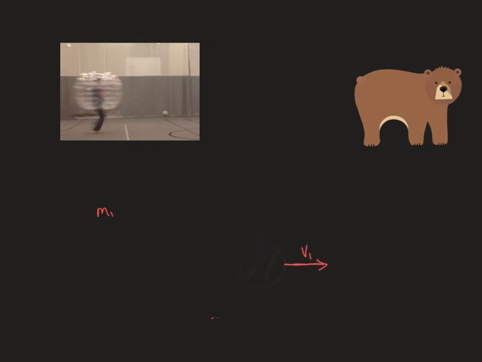But this ball ends up going off in this direction. So if we look at the vectors that we started with, we had an initial velocity, then we had the bear moving off in this way with momentum m2 v2 prime, and the ball itself moving off, and that's m1 v1 prime.